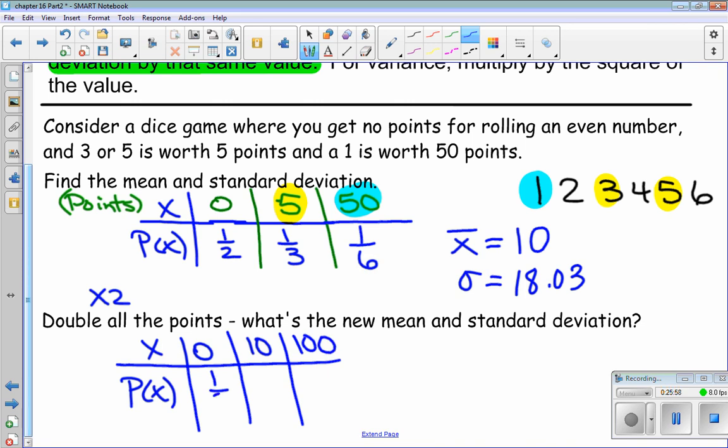Okay. So go ahead in your calculator and just change list 1 to the new variables of 0, 10, and 100. And what's my new mean and standard deviation?